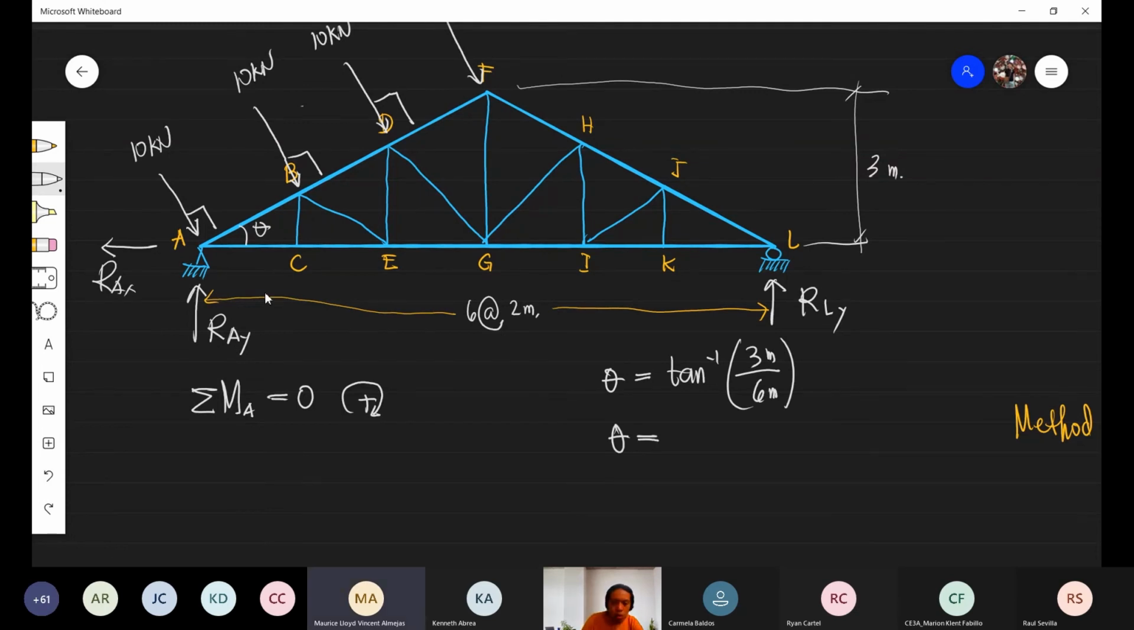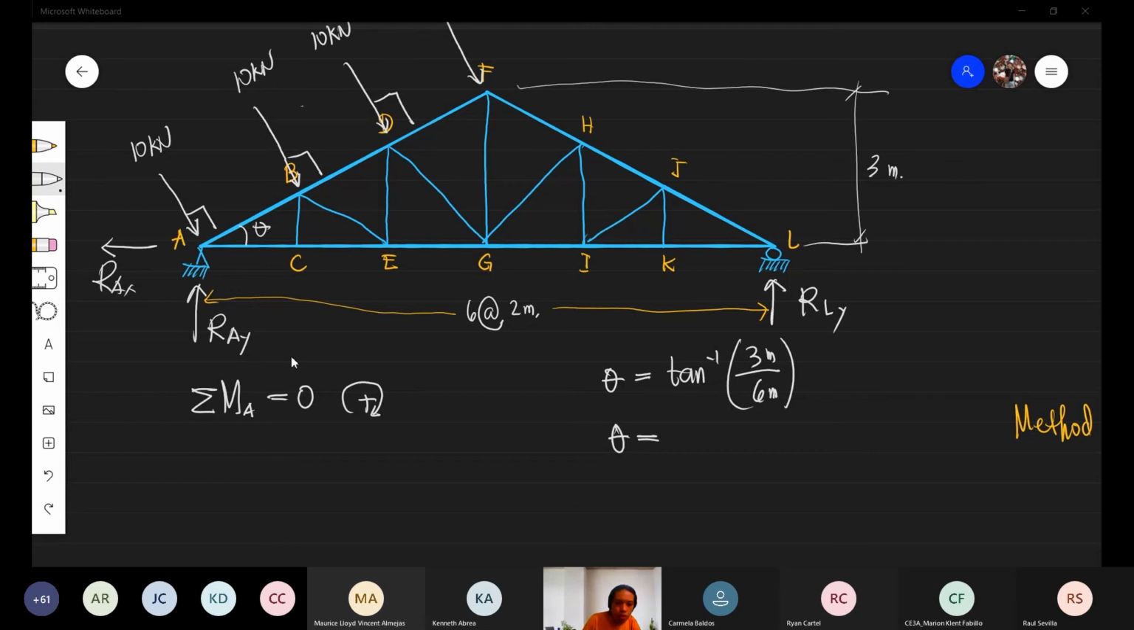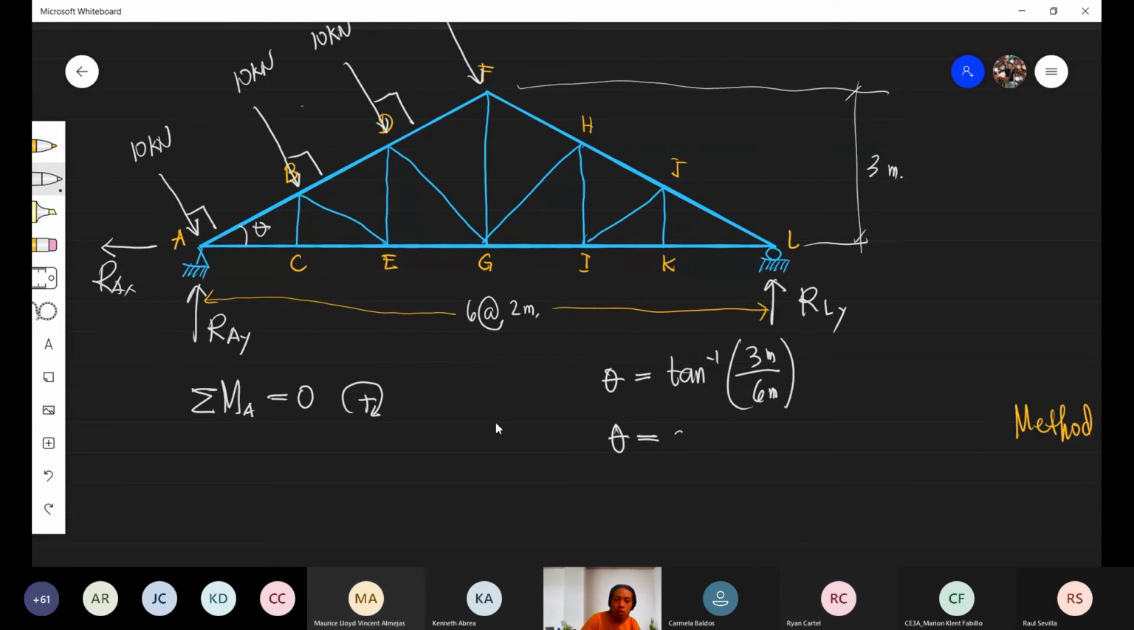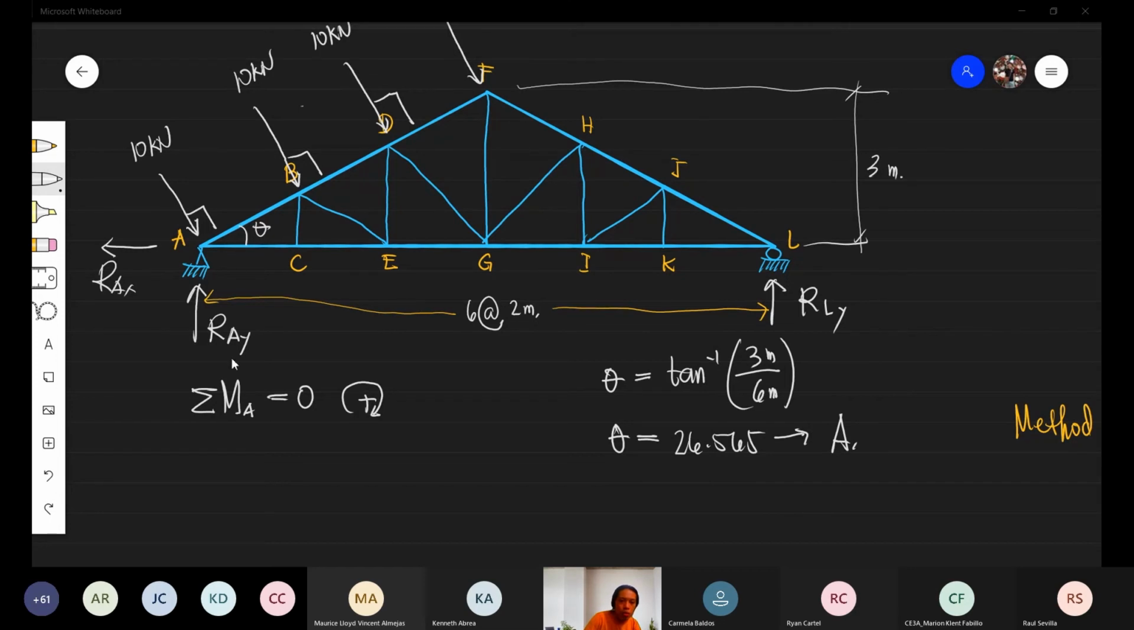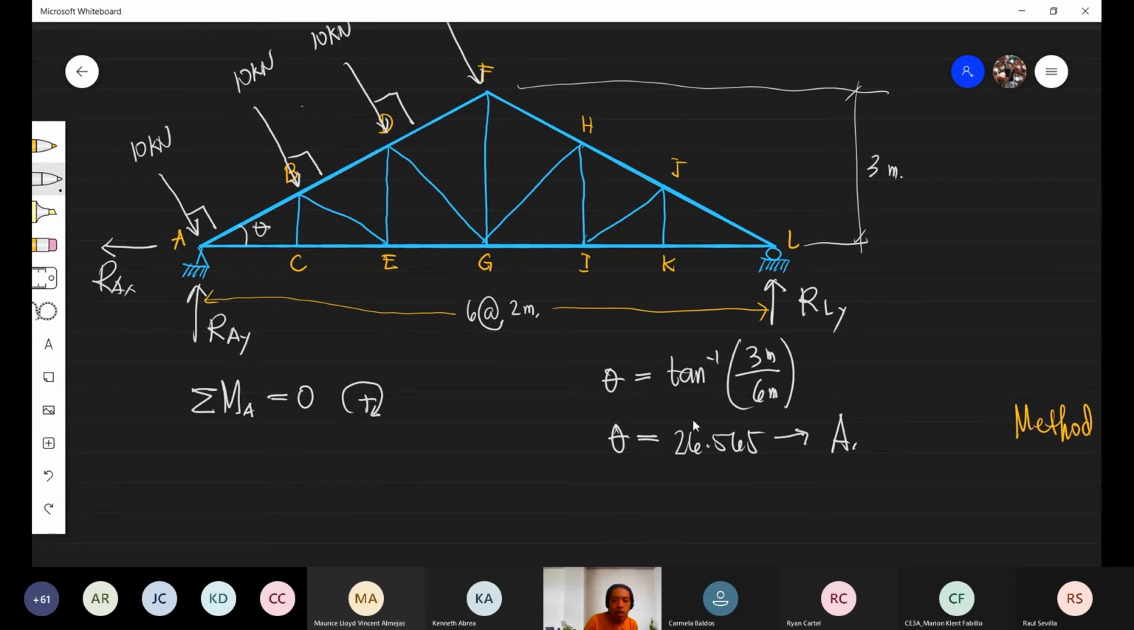Did you get it? Yes, sir. What is the arctangent of 3 over 6? 26 degrees, 26.565. Let's store it at A so we don't have to retype it: 26.565051198 degrees. That's the value of your theta. From your theta, you can solve the distance between A and B. What's the distance between A and B?